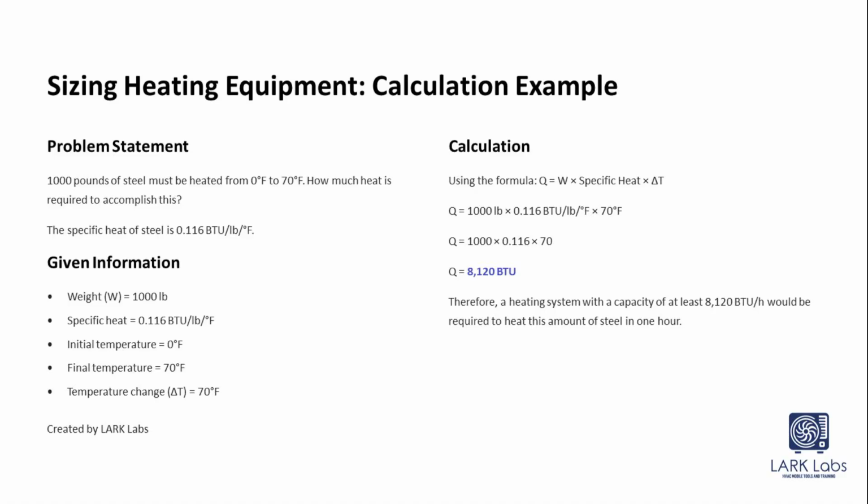Let's dive into the calculation example for sizing heating equipment. Imagine needing to heat 1,000 pounds of steel from 0 degrees Fahrenheit to 70 degrees. How much heat is required? Using the formula Q = W x specific heat x ΔT, we find that 8,120 BTU is needed. This example highlights the importance of understanding specific heat and temperature change in heating applications.